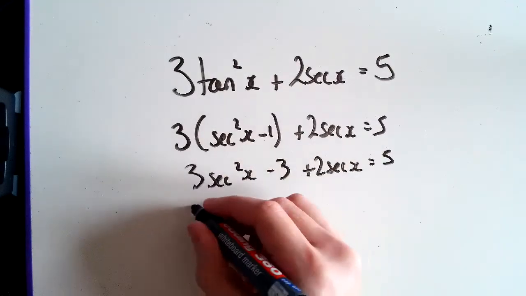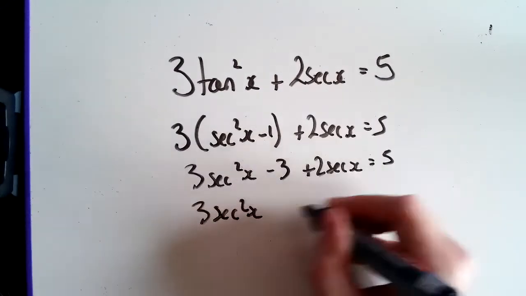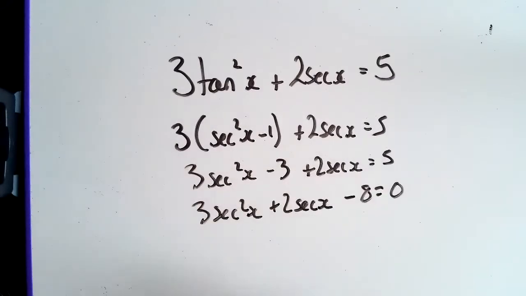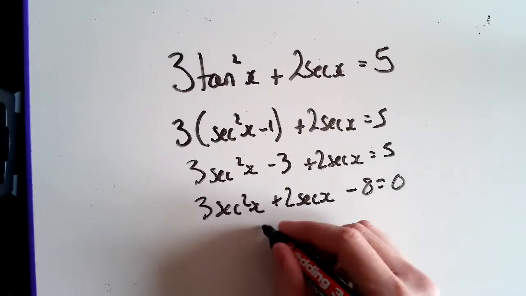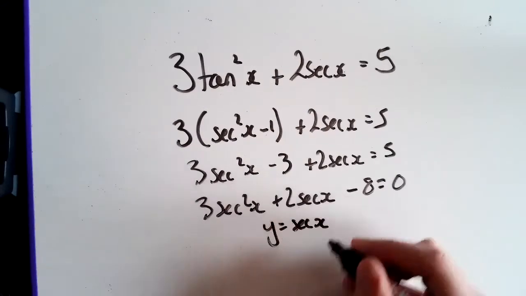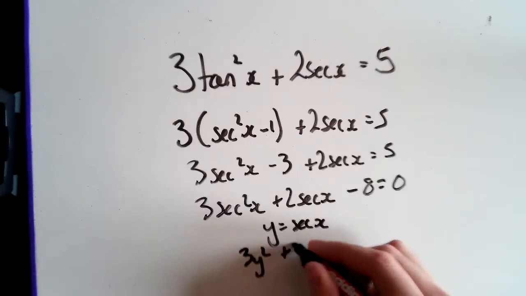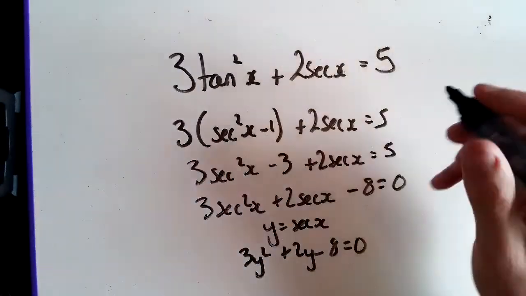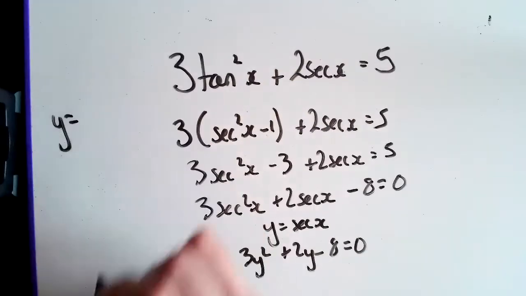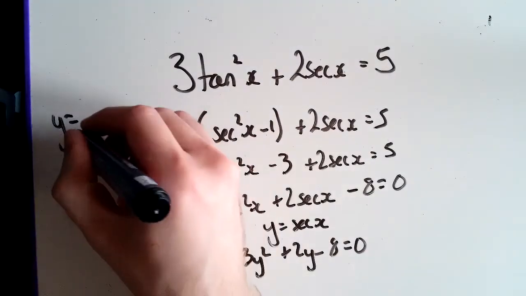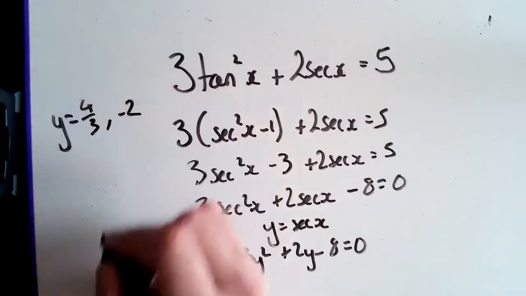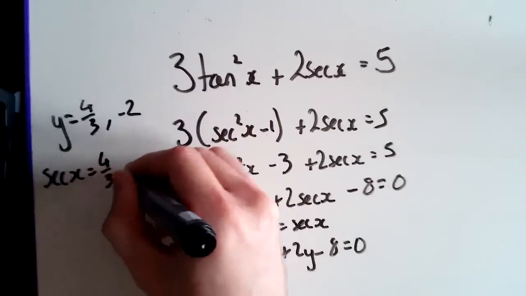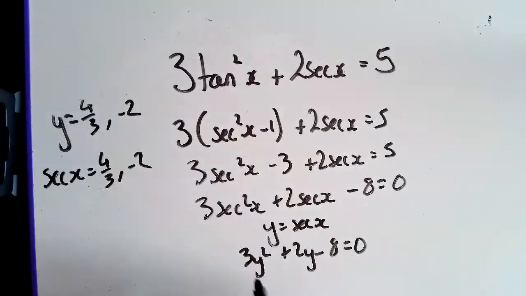Take 5 from both sides, so 3 sec squared x plus 2 sec x minus 8 equals 0, which is a quadratic. So if y equals sec x, you get 3y squared plus 2y minus 8 equals 0, which if you solve it, you get y equals 4/3 or minus 2. So sec x equals 4/3 or minus 2. That's what y was. So flip them.